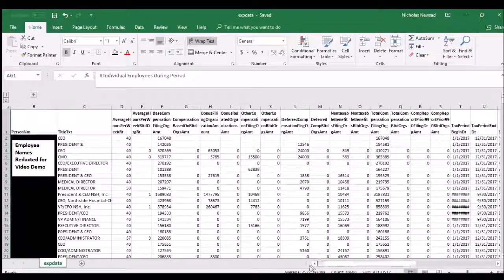Executive compensation arrangements can be easily sorted and filtered by title, state, employer revenues, and number of total employer employees.